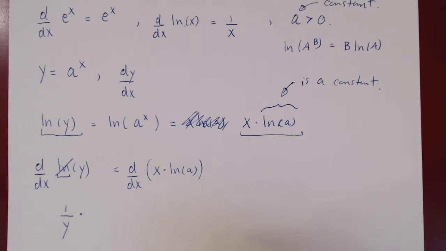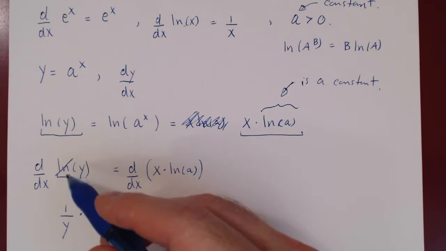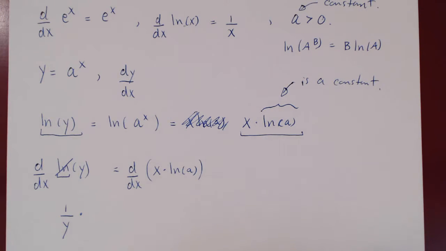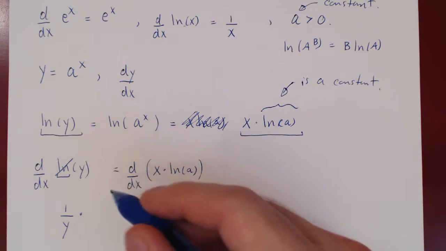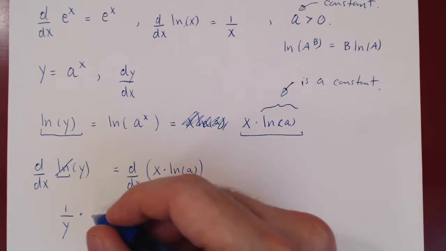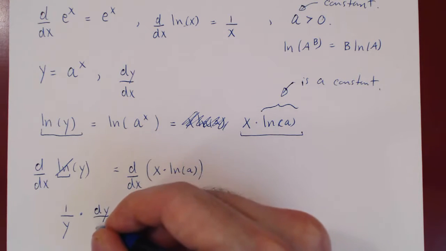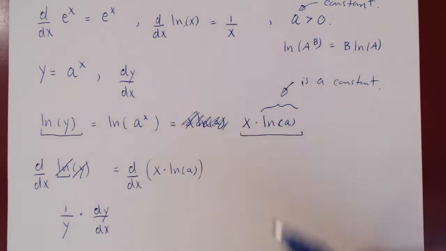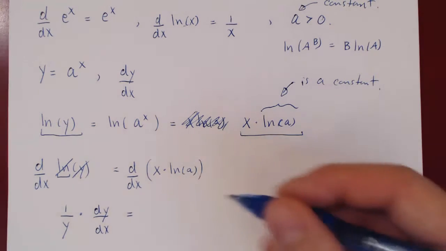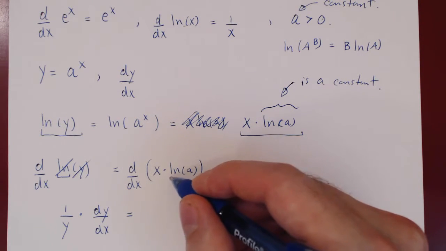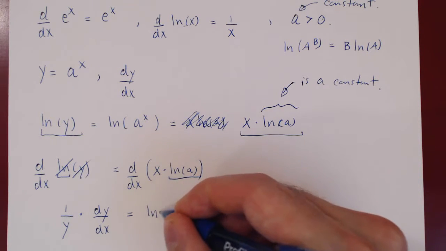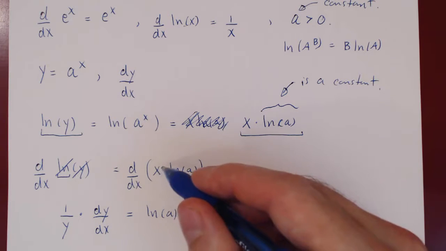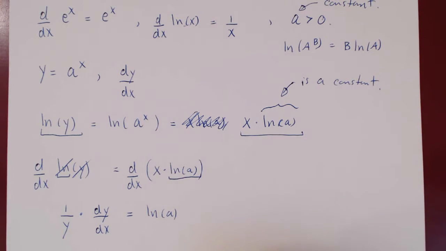By the chain rule, right, this is only the derivative of ln. By the chain rule, we have to multiply what we have so far by the derivative of what's left over. What's left over is y, and so we'll have the derivative of y with respect to x. So this takes care of the derivative of the left-hand side, equals. Now here we have x times ln of a, but ln of a is a constant multiple of x, which just stays there, so ln of a, times the derivative of x, which is 1, so it's just ln of a.